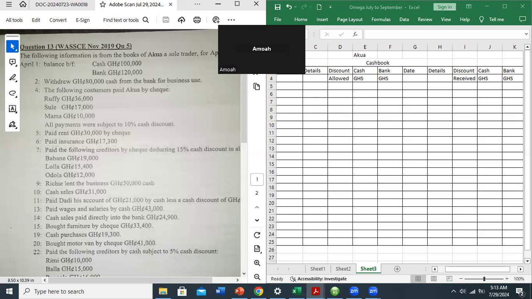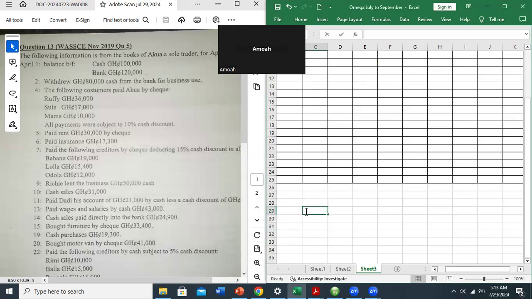And let's note that here. Note, bank can assume a credit balance. And if bank assumes a credit balance, it becomes a liability. It becomes a liability. And that liability is called bank overdraft. Please take note of this. Bank overdraft. Now, what is bank overdraft?